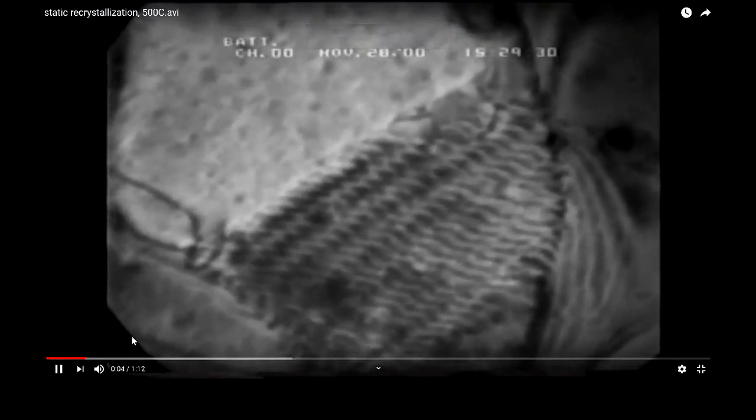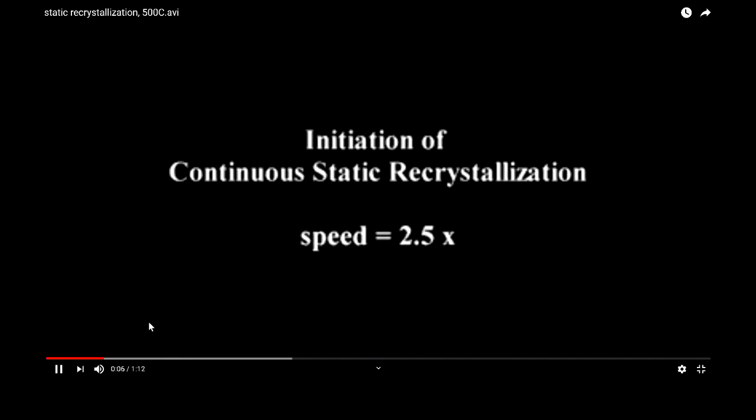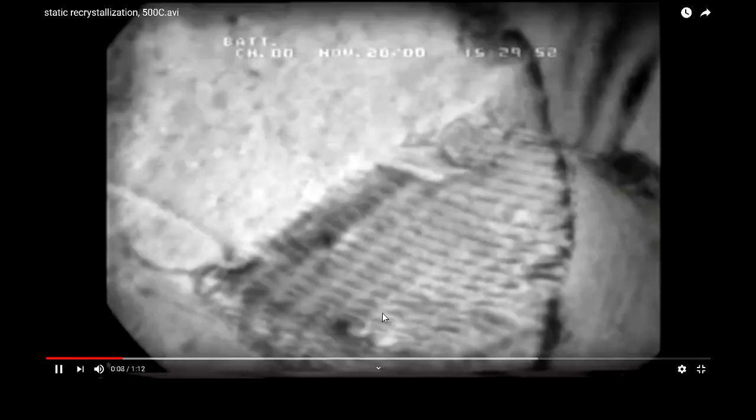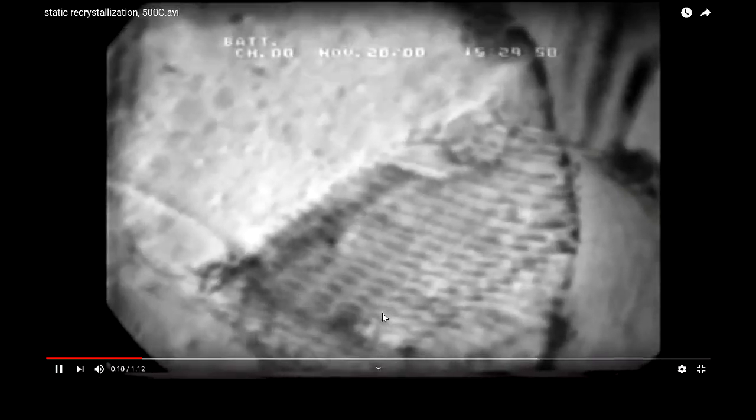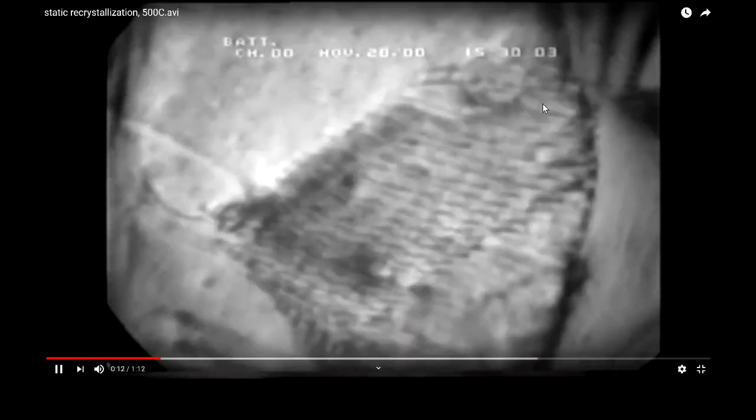Here we've got a TEM image of a crystal. We're looking at continuous static recrystallization of this crystal. We've also got a series of dislocations in here. So this is what a dislocation looks like in a TEM. And we can see recrystallization of the material emanating from that boundary, which is essentially annihilating those dislocations as it goes.